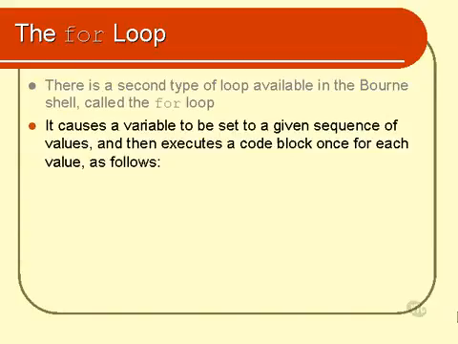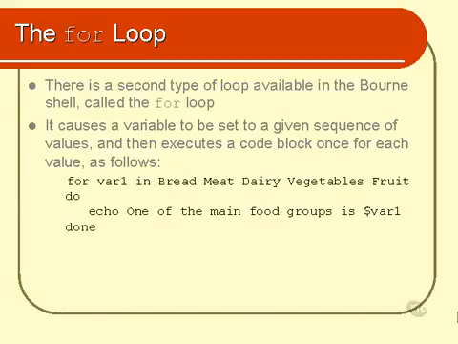The way the for loop works is it causes one variable to be set to a given sequence of values. That's the premise behind the for loop: set a variable to a given sequence of values and then execute the code block once for each value. And it looks like this. This is a little example.